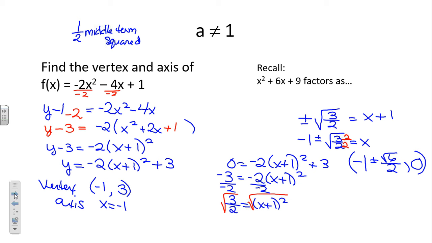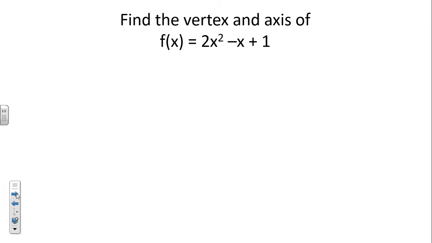All right, here we go. One more to practice. Make sure we got this down.